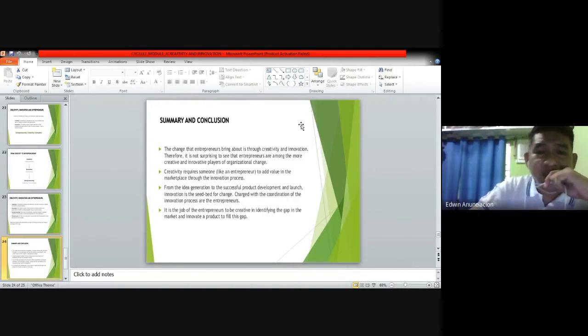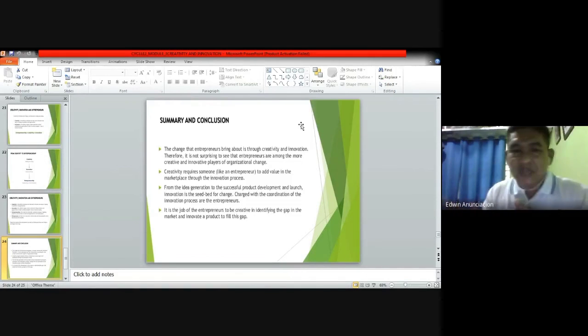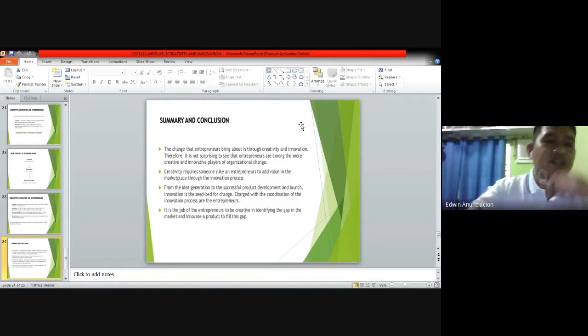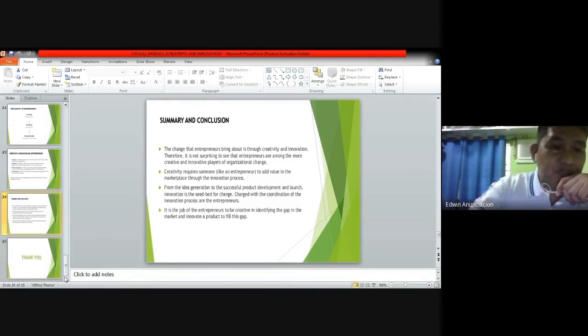It is the job of entrepreneurs to be creative in identifying the gap. Kasi nga po, di ba, meron siyang nakitang problem or opportunities. So, yung gap naman po dito, mayroon tayong chance dito sa market na ito. Walang nag-cater. So, ginamit niya yung kanyang creative thinking, tapos in-apply niya yan, nag-innovate siya ng new products and services. Ayun po, ayun po ang new products and services na mag-fill in sa gap na kailangan po ng tao. Okay? So, ayun po ang topic natin with regards to creativity and innovation.